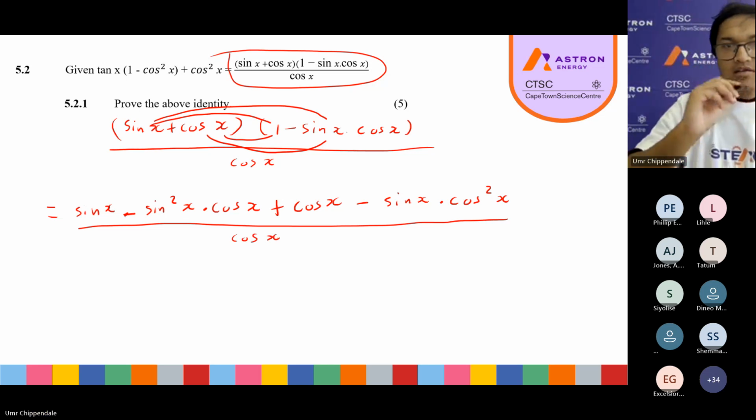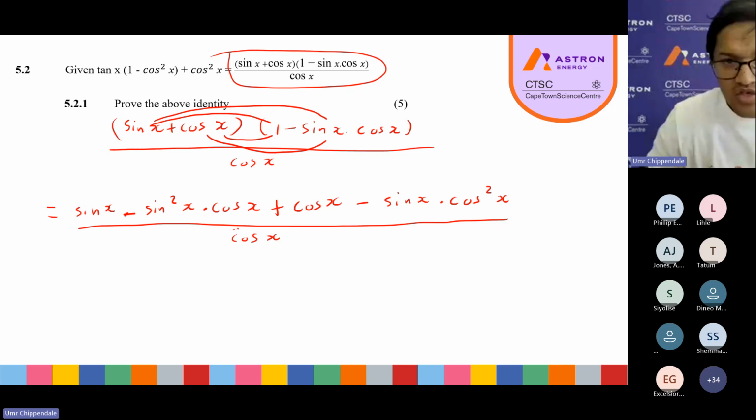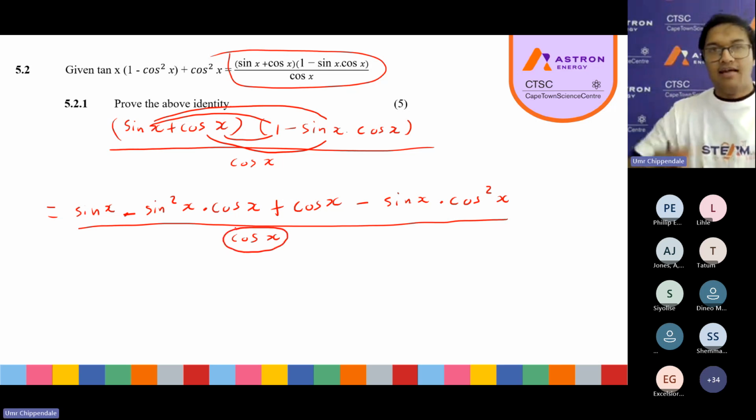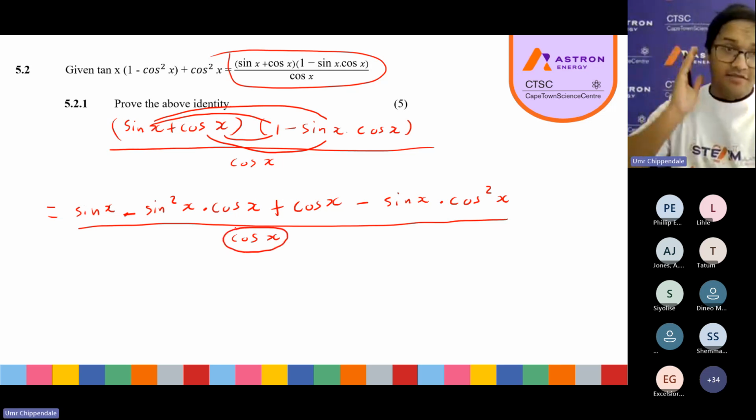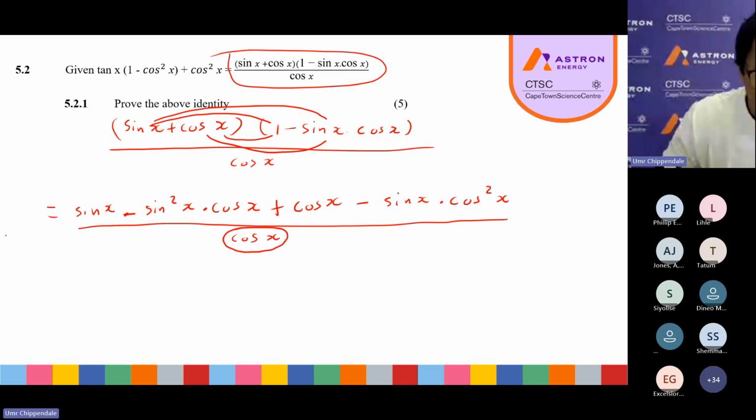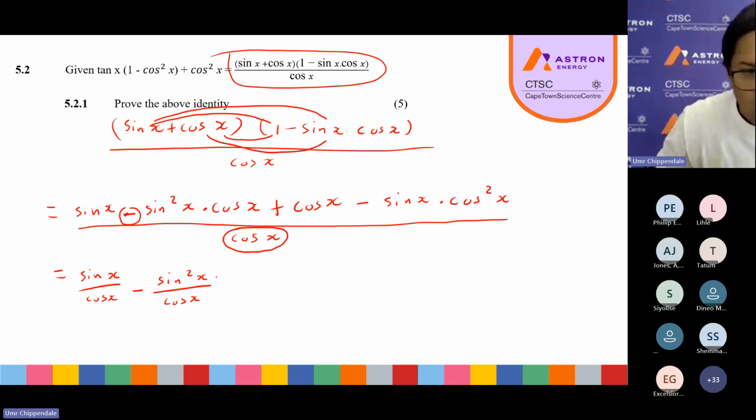Now, do you see that this cos is divided by everything over there? That's very important because we can now rewrite it. We can say sine x divided by cos x, and then you take the sine that you already have, and you just get sine squared x divided by cos x. And then you add that as well because it's still one term, cos x.